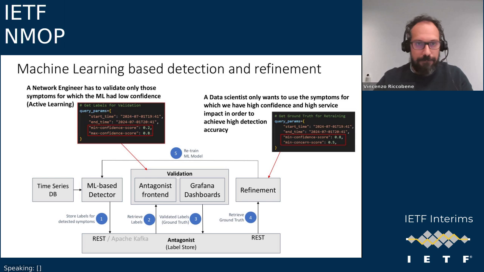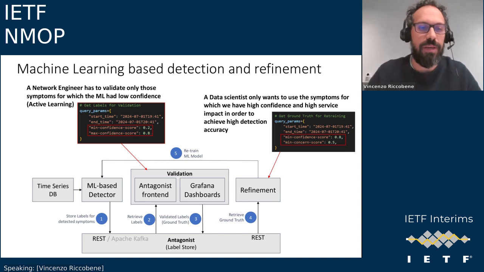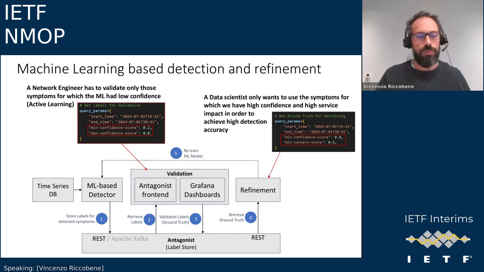Yeah, sorry. For what concerned the machine learning based detection and refinement, we have been doing a little bit of work on this one too. So basically, we have a machine learning based detector, which is kind of a toy machine learning model, although it's fairly complex. It's a neural network. It's an autoencoder, and this has been released as part of the package as well. So if you want to play with it, you can actually do that.